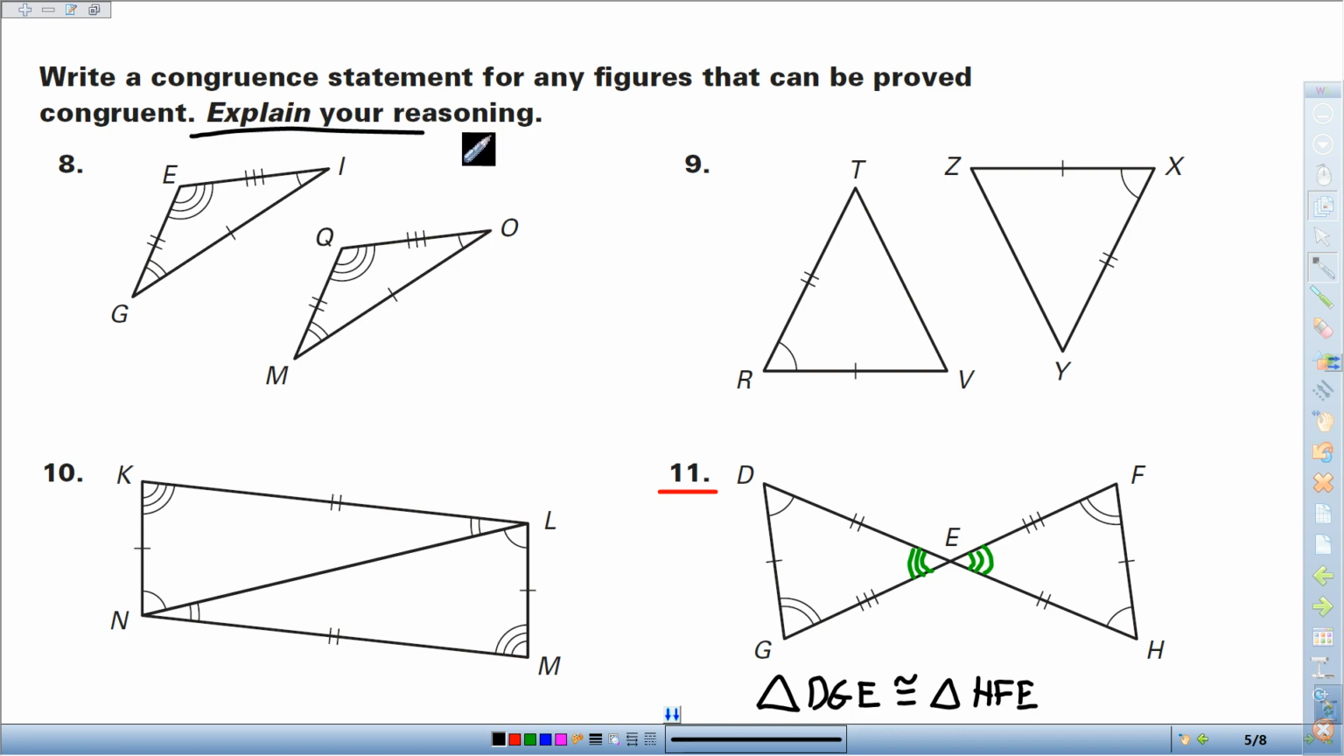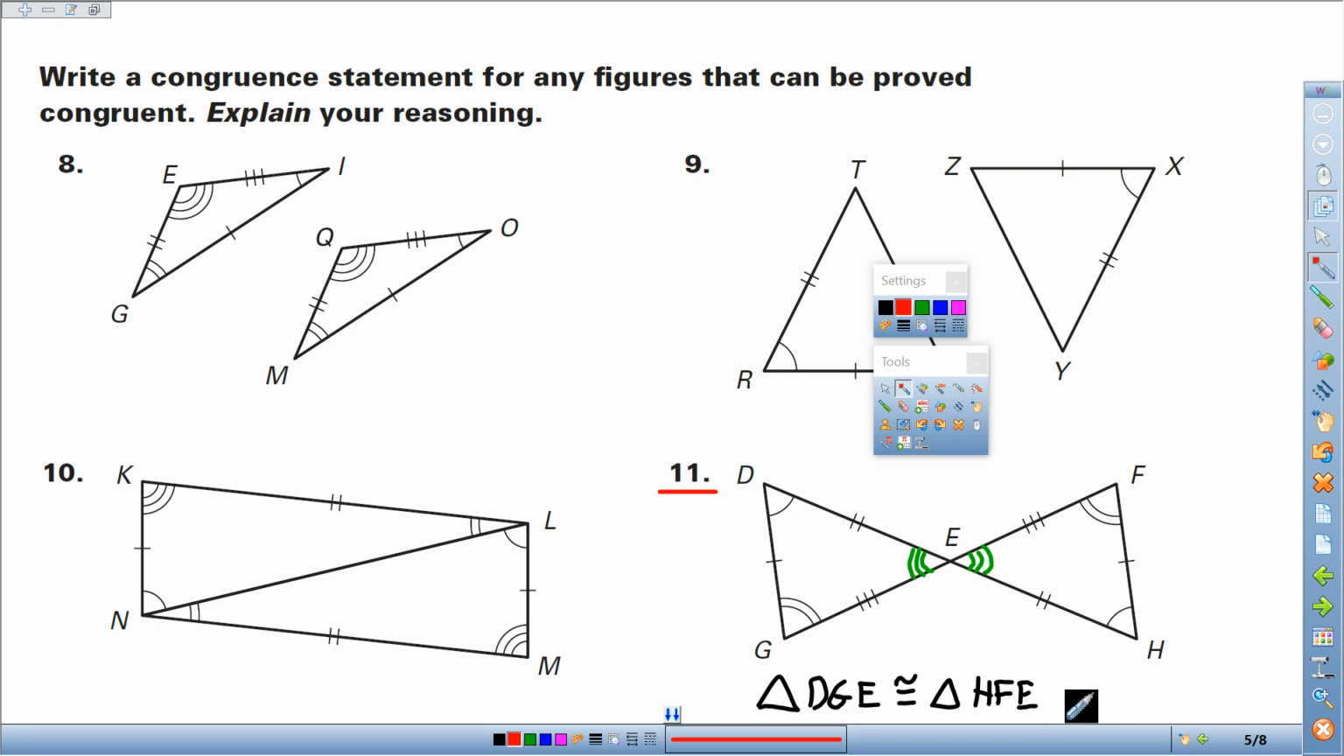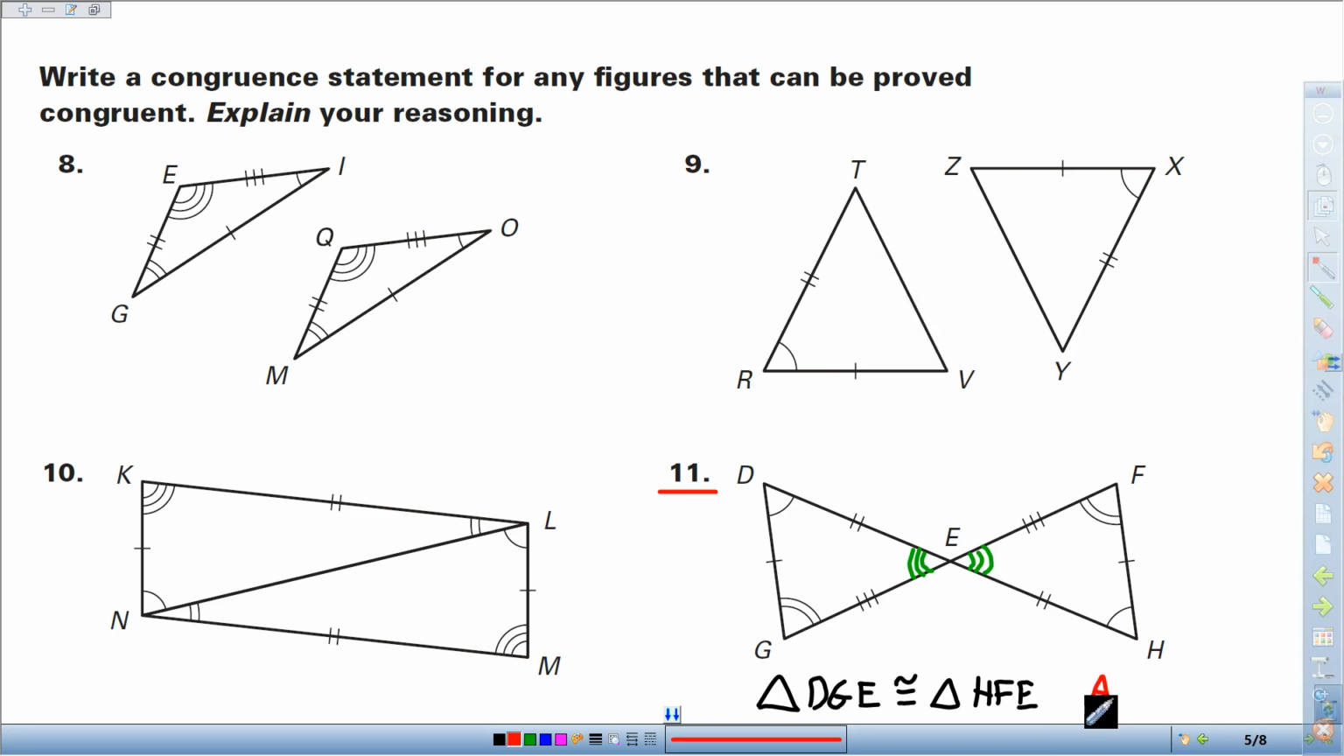I guess last thing, they're asking us to explain our reasoning. Showing all of the corresponding parts are congruent is our reasoning. But let's just write out a little "all parts congruent." We'll keep it short and sweet. So I'll say all parts congruent. Okay, that's good enough, at least for this particular problem.